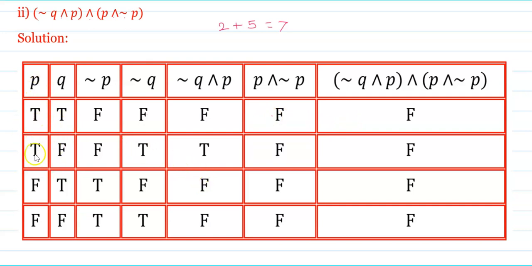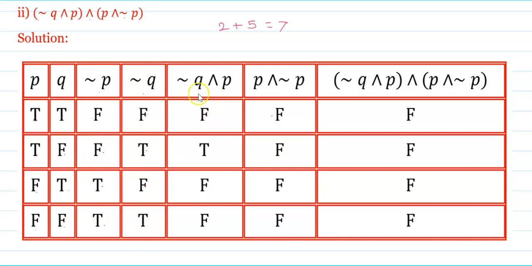Again, P means what? Double T, double F. Q means what? TF, TF, TF. So what do we need? We need negation of P and negation of Q, which we will prepare here. Negation of T is F, negation of T is F, negation of F is T, negation of F is T. Negation of Q: negation of T is F, F is T, T is F, F is T, in this way.